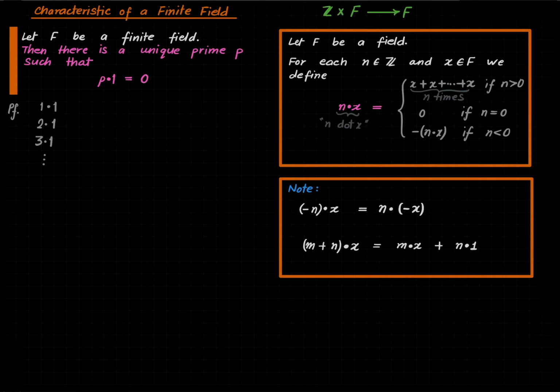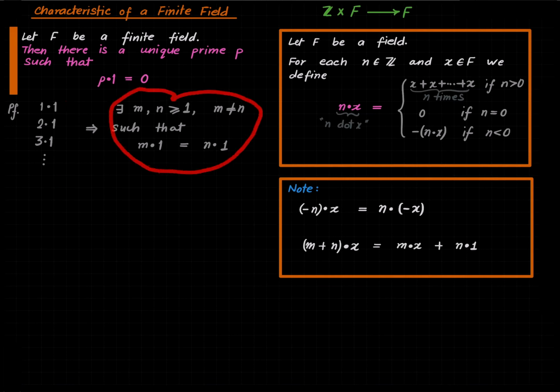So there exist two integers, by pigeonhole principle if you want, there exist two integers m and n, which are distinct, such that m dot 1 equals n dot 1, right? Since this is an infinite list of only finitely many things, there has to be repetition, which is written here. This is the same as saying that there is repetition. All right, great. But this means what?